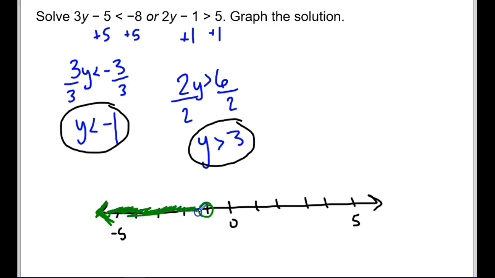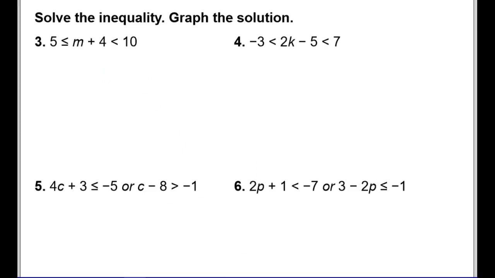Okay. Then I also see I have y is greater than 3. So again, I have an open circle on 3 because I don't have an equal to, and I can graph and I can shade to the right because it's greater than. So now I'm looking at my or and see that they're going in opposite directions, and that looks like a pretty good graph to me.